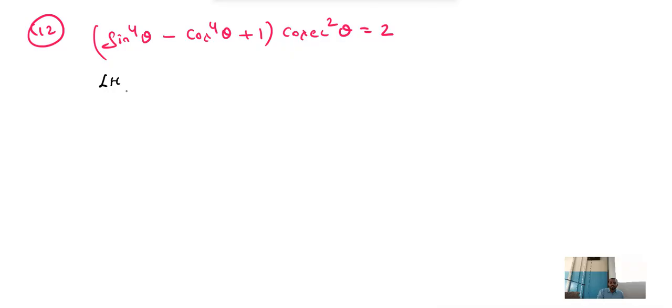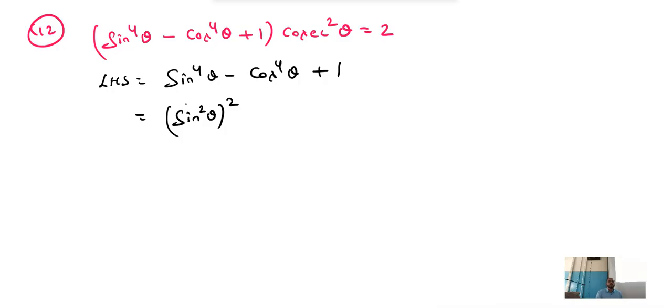First LHS. LHS is sin power 4 theta minus cos power 4 theta plus 1. We do one thing, children. Observe here. Now sin power 4 theta, just now we did, right? Expansion can be written as sin square theta whole square minus cos power 4 theta, cos square theta whole square, plus 1. Can we write? Now, can we use this identity for this both? What identity can we use?